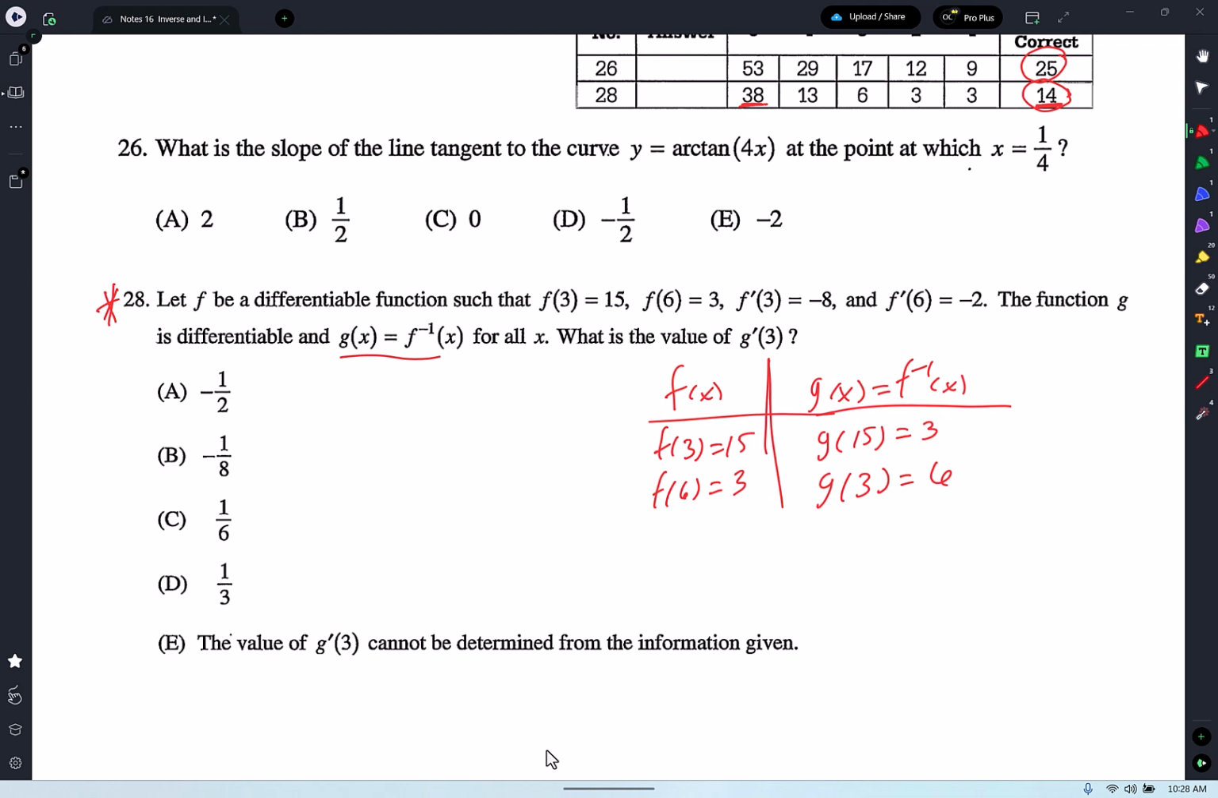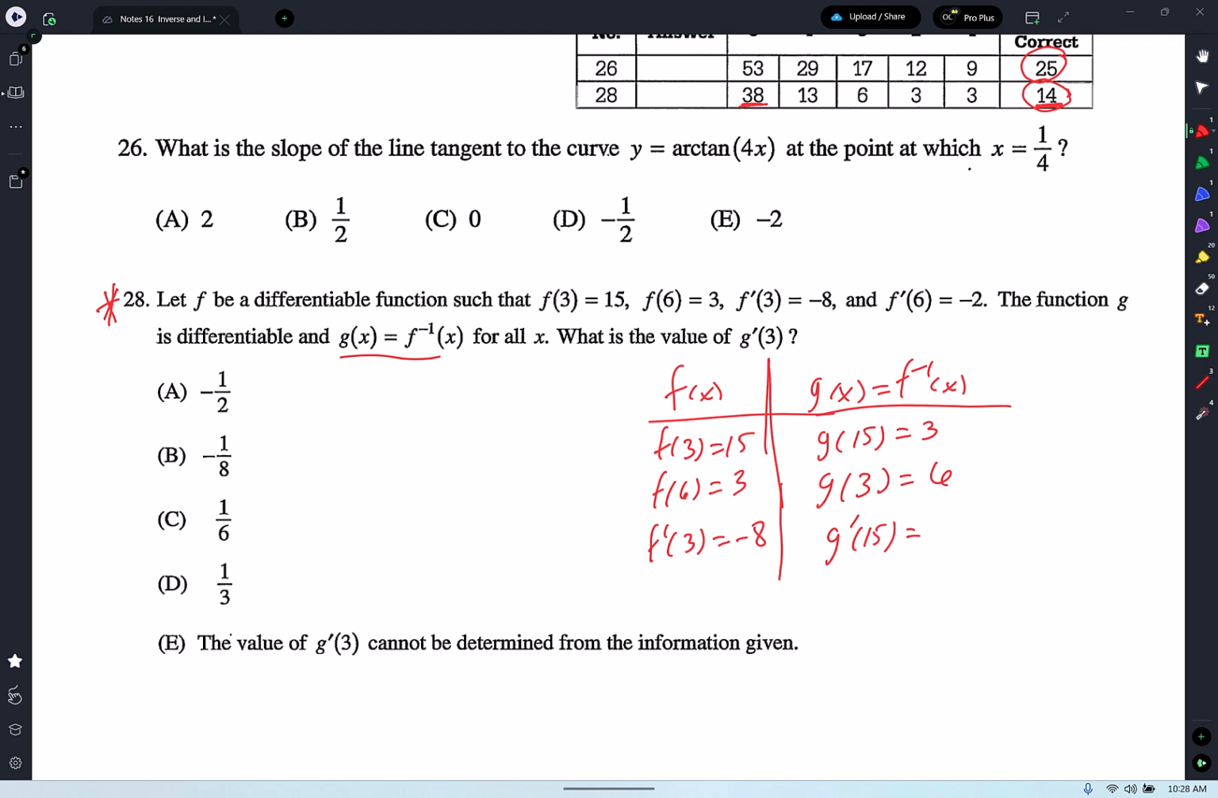All right. And then they tell me f prime of 3 equals negative 8. So if I know f prime of 3, then that means I know g prime of what? Sorry, guys. f of 6 equals 3, so that was a 3. No, not 6, 15. I heard someone say it, that's okay. 15.